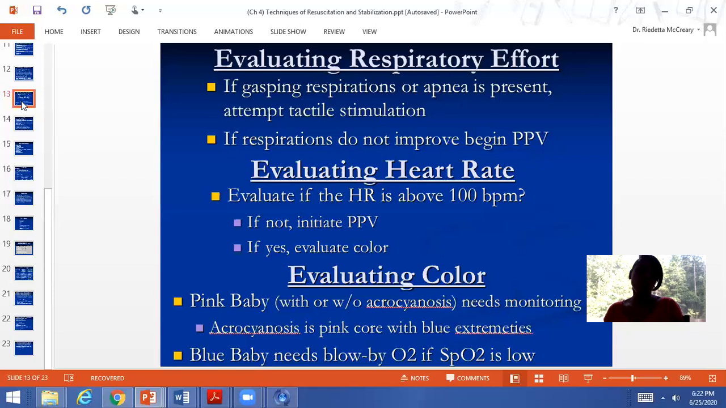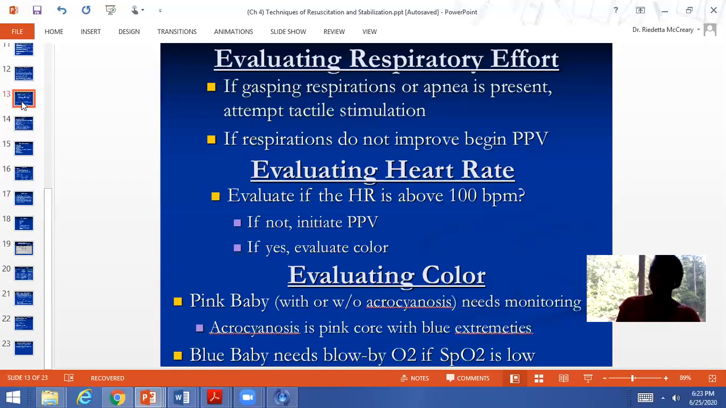After we've done that for a full minute now, if they're still not breathing and their heart rate is now below 60, that means that we need to begin chest compressions. And I know it's not stated here, but it will be in a later PowerPoint.